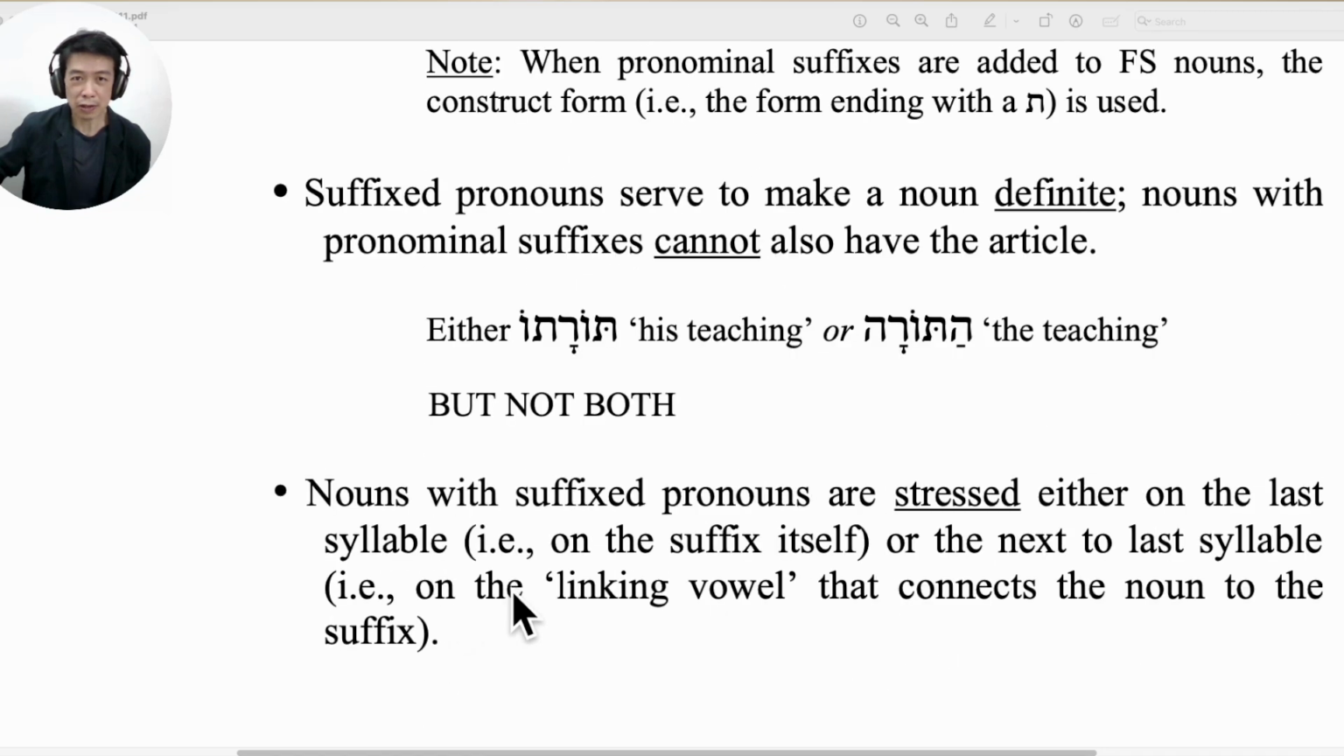Suffix pronouns can also serve to make a noun definite. Nouns with pronominal suffixes cannot also have the article. For instance, it's either Torato, his teaching, or HaTorah, the teaching, but not both. Nouns with suffix pronouns are stressed either on the last syllable or the next to last syllable, which is the linking vowel that connects the noun to the suffix.